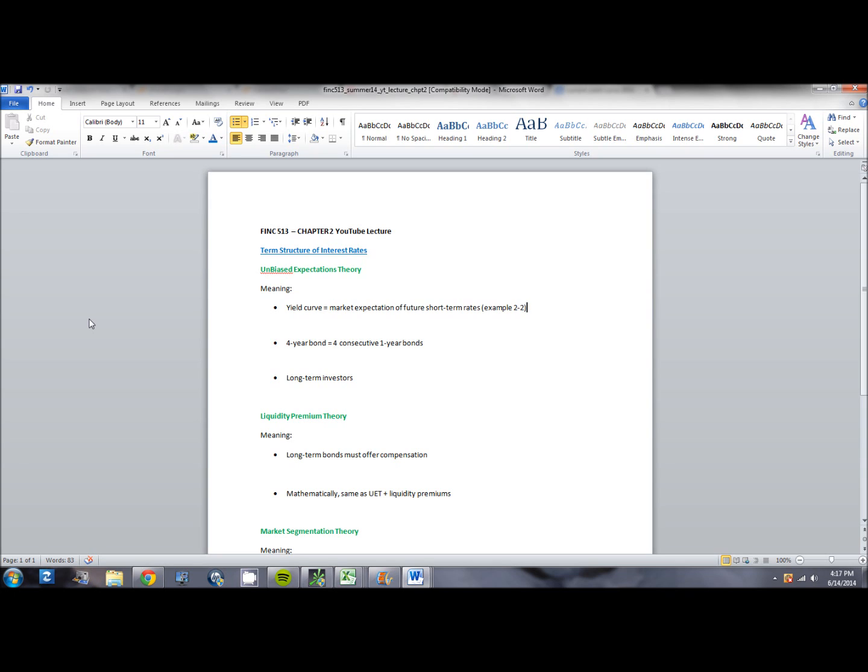So let's take a look here at the term structure of interest rates a little more closely. As you read through in the chapter, the term structure of interest rates can be explained by 3 different theories. These are not the only 3 theories that exist to explain the term structure of interest rates, but they're the 3 most common. So what I wanted to do in this lecture is go through what each one of these theories means, and hopefully give you a better understanding of what you've already read about in this section of the chapter. Alright, so let's start with the unbiased expectations theory.